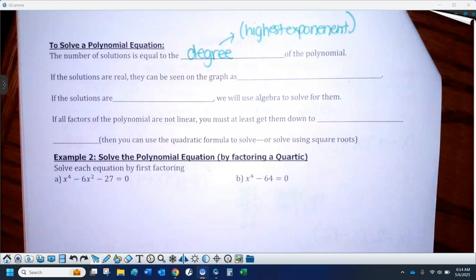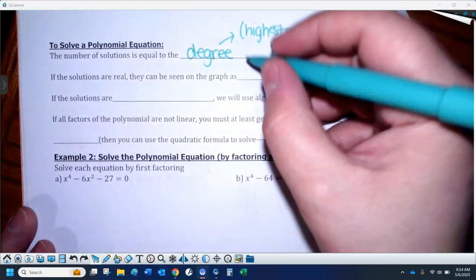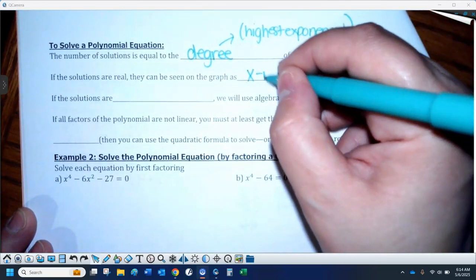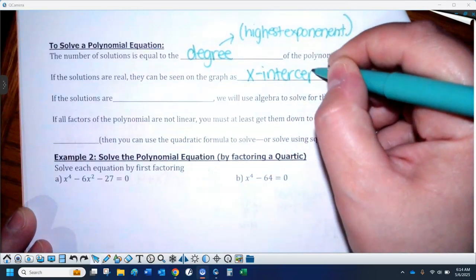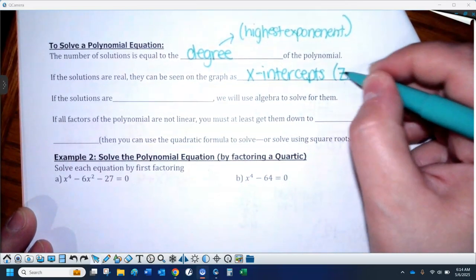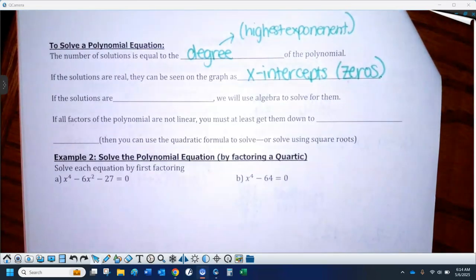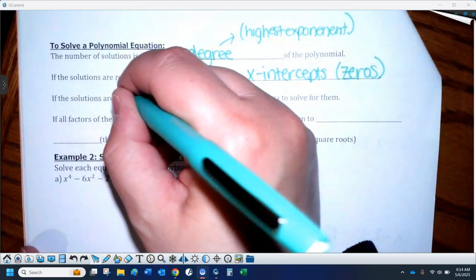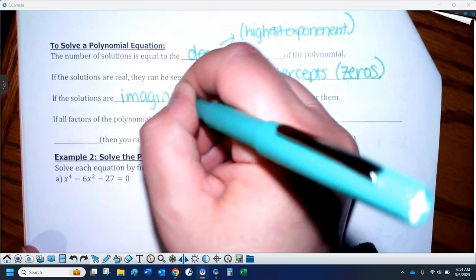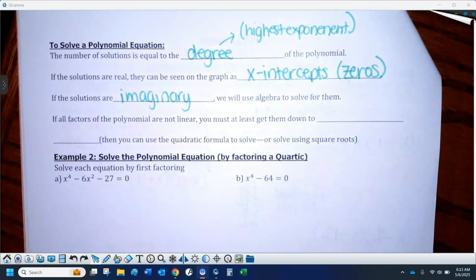Now, after that, it says if the solutions are real, and we actually graphed this equation, they would be where the graph crosses the x-axis, and we call those x-intercepts. These are also known as your zeros, or your roots, or your solutions. But if your answers are real numbers, you could actually see them on the graph of the polynomial, where it crosses the x-axis. Now, a lot of these have imaginary solutions. So if the solutions are imaginary, you can't see those on the graph. So we'll have to somehow use some kind of algebra to solve for those.